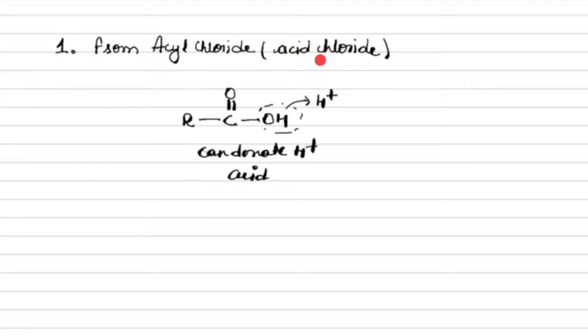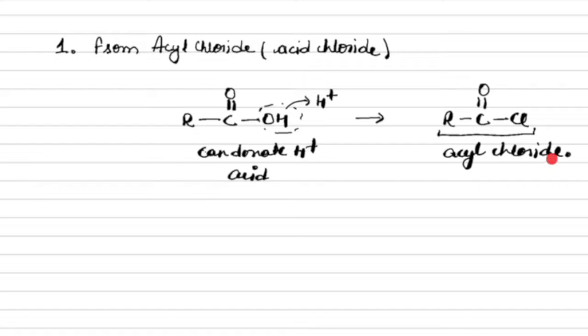Now, how can we make acid chloride? Just remove this OH and instead of that, put chlorine. So if we are able to do this, this will be our acyl chloride or acid chloride. Remember that. So it is a derivative from the acid. We have derived it from an acid. We have removed this OH and put chlorine, and we are calling it acyl chloride. So I will just write it here. It is a derivative of acid.